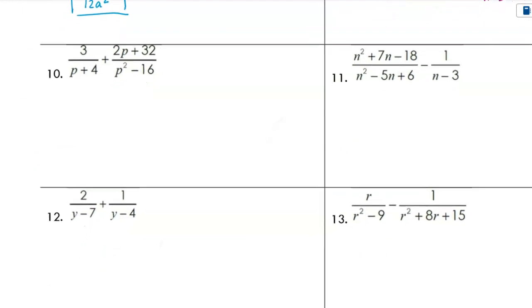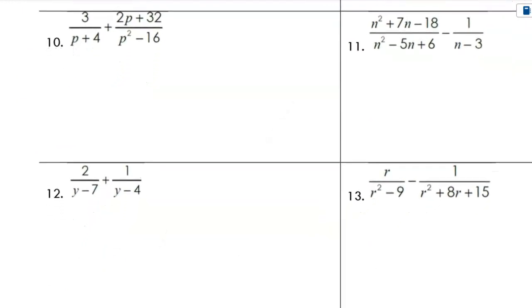Good job, guys. Okay, let's take a look at number 10. Before we actually figure out the common denominator, we have to factor. So I have a 3p plus 4, and I like to put parentheses around that. And I could take out a 2 if I wanted. Factor out a 2. And then we have a p squared minus 16. That's a difference of squares. So we have that going on.